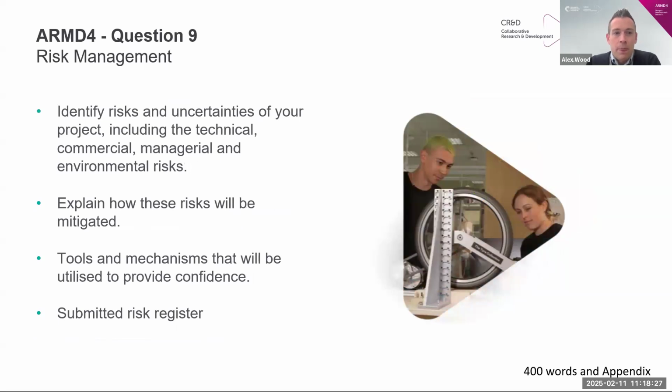Thank you. So on to risk management. So what are the risks affecting the project and how will the consortium manage them? So describe the main risks and uncertainties in your project, including technical, commercial, managerial, and environmental risks, how you're going to mitigate them, and the key tools that you're going to use to give confidence to the mitigation strategies and the control in place. So you're encouraged to avoid understating the risk levels, as this might be interpreted as failure to recognise the importance of risk management and success of the project.